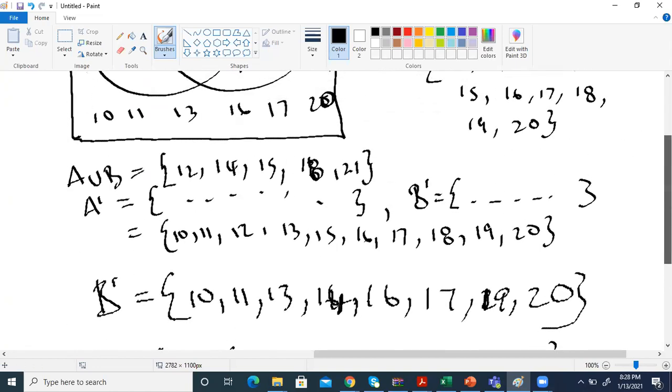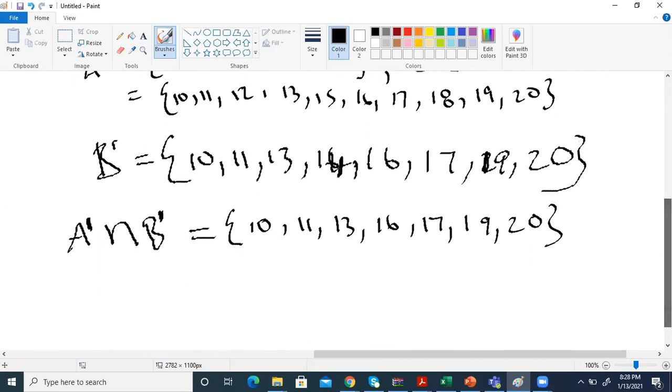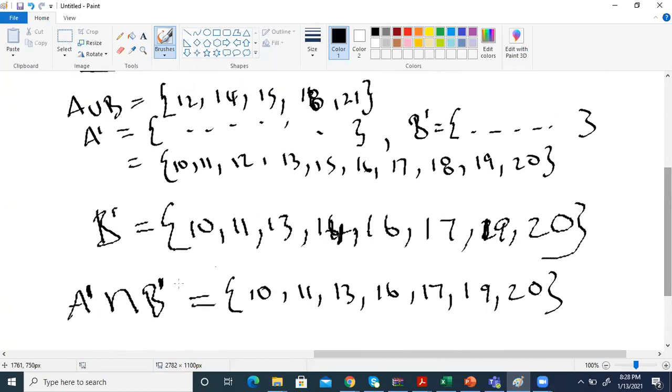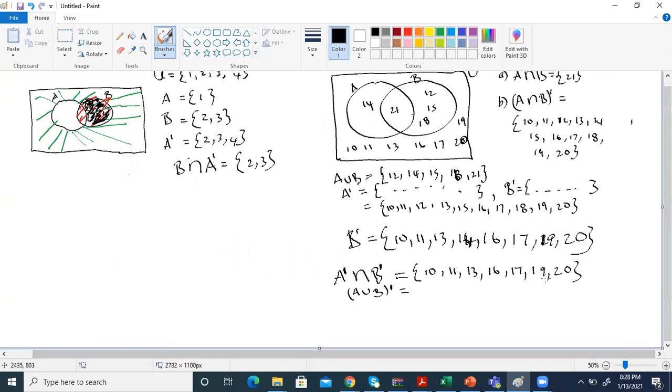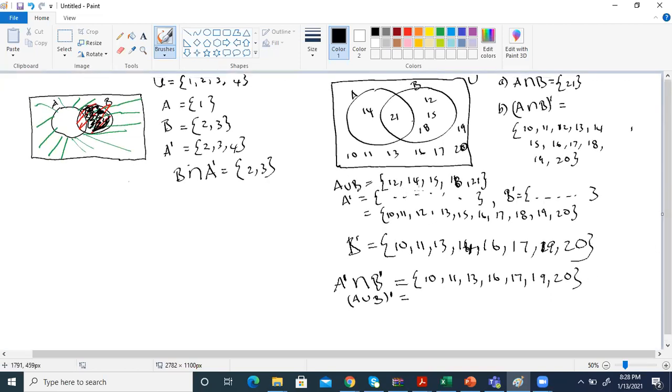Check this out. If I were to ask you, what is A union B? What do you tell me? So I'll make it small so you can see. A union B complement. I already have A union B: A union B is 12, 14, 15, 18, 21.